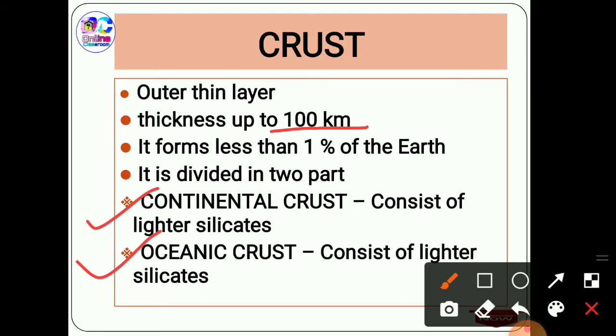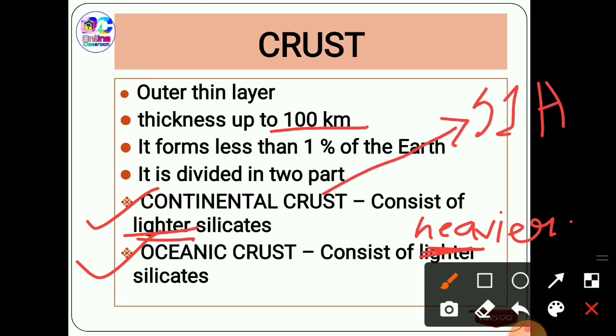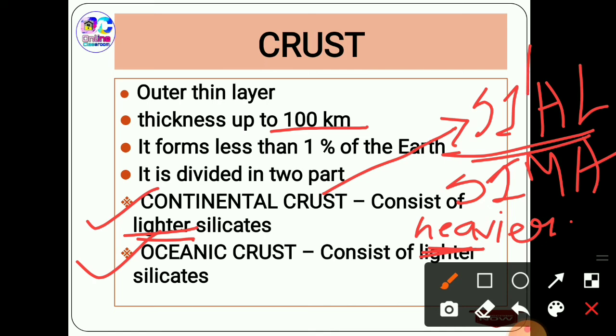The continental crust has lighter silicates, while the oceanic crust has heavier silicates. There is a slight mistake here, it will be heavier in spite of it being written as lighter. So the continental crust is comparatively lighter than the oceanic crust. Now it doesn't end here. The continental crust consists of Sial and Sima. What do Sial and Sima denote? As the name says, Sial is composed of silicon, written in short form as Si, and Al denotes aluminium, while Sima consists of silicon and magnesium. Sial is mostly found in the continental crust, and the oceanic crust mostly contains Sima.